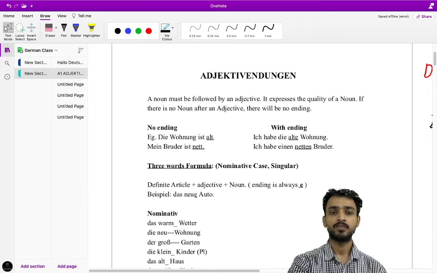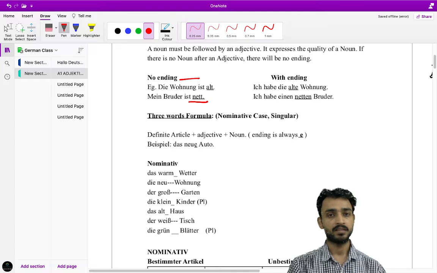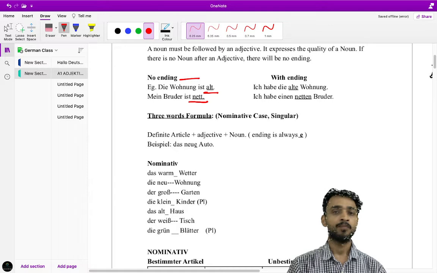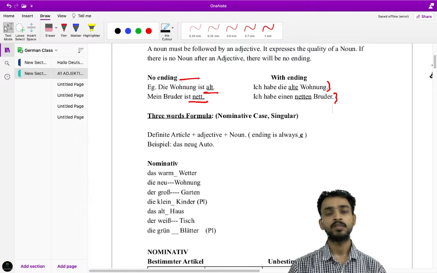Now we'll see some examples. Like, die Wohnung ist alt, the apartment is old. And my brother is nett, my brother is nice. So this is with no ending, because nice is written at the end. There is no noun. But with an ending: ich habe die alte Wohnung, after the adjective this is the noun. And I have a nice brother. So after nice there is a noun, brother, so it will take an ending. I mean to say there is an adjective and after that immediately a noun.